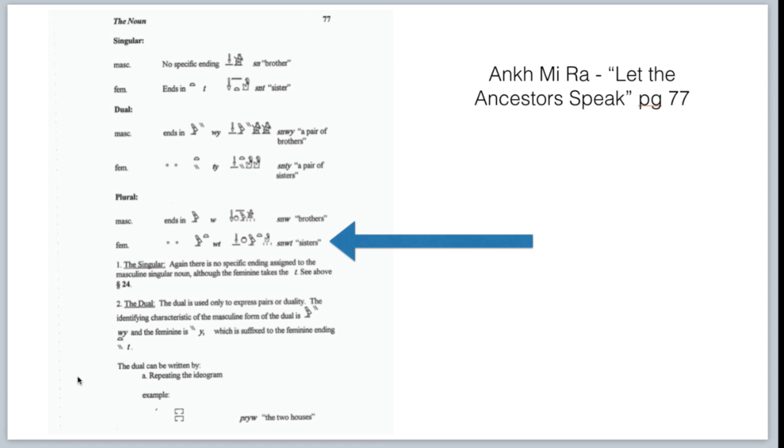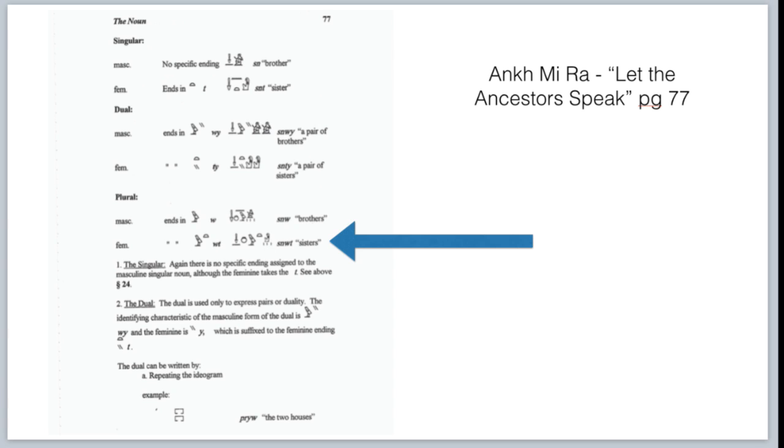Now we're going to turn to Ankh-Mi Ra. Those of you who know who Ankh-Mi Ra is, he's an African scholar, of African descent. From his text, Let the Ancestors Speak, page 77, he is also in full agreement. I drew the arrow here where he has the feminine plural ends in WT. He gives an example of the full spelling of the word sisters as Sinwet. The full spelling. All right.